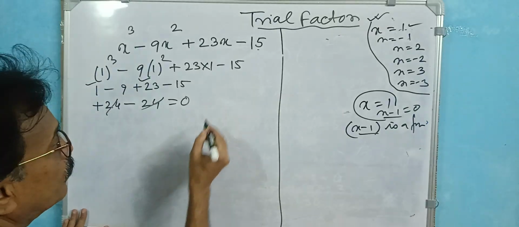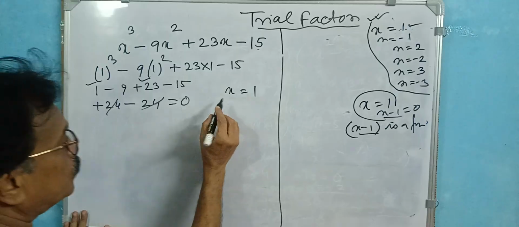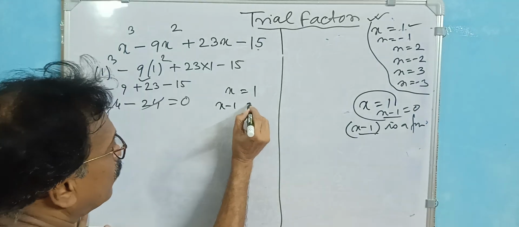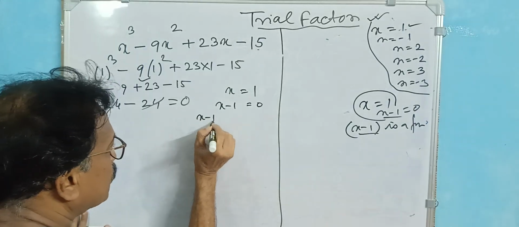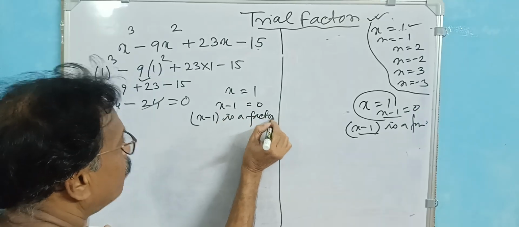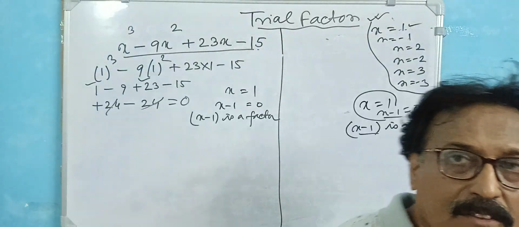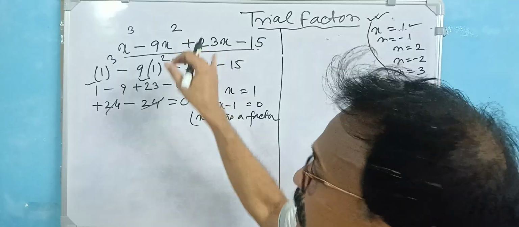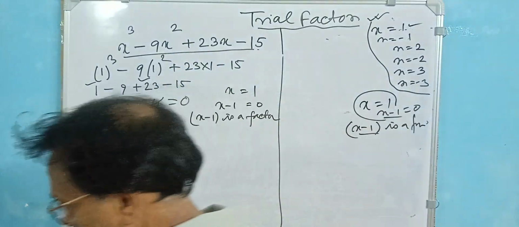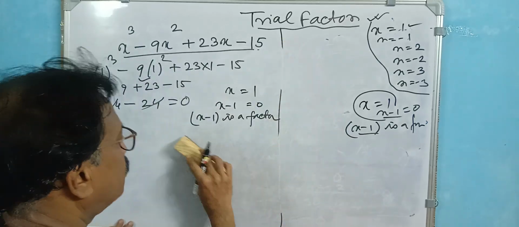So this is 0. That means when x is equal to 1, you get the ultimate answer 0. That means x minus 1 is equal to 0. So x minus 1 is a factor of this. The other factor will come when you divide it. Okay? No problem. So I just divide it.